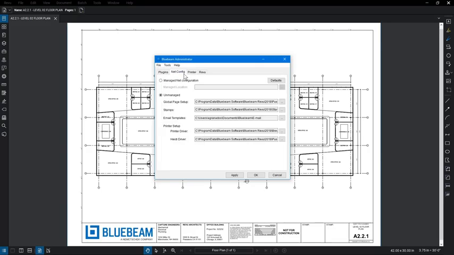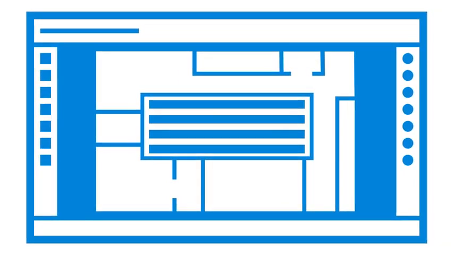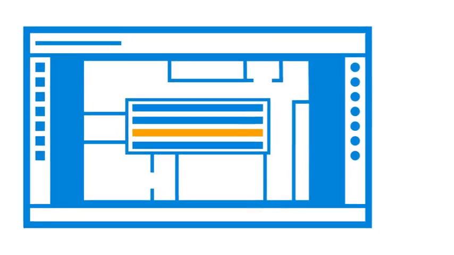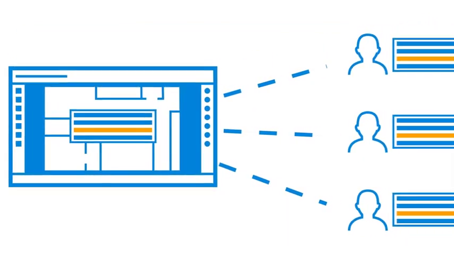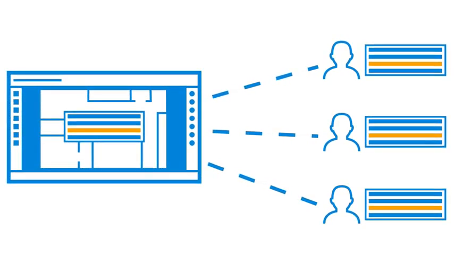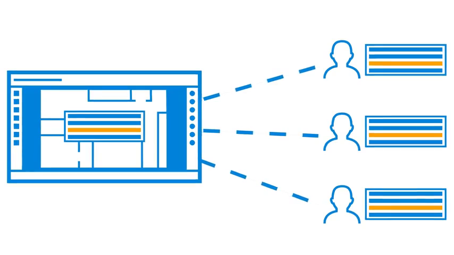Click the Net Config tab. Here, you can configure centralized network settings. This will allow you to make a single change to one network location and then make it immediately available to everyone on that network, bypassing the need to make changes on each individual workstation. Note that by default, settings are not centralized.